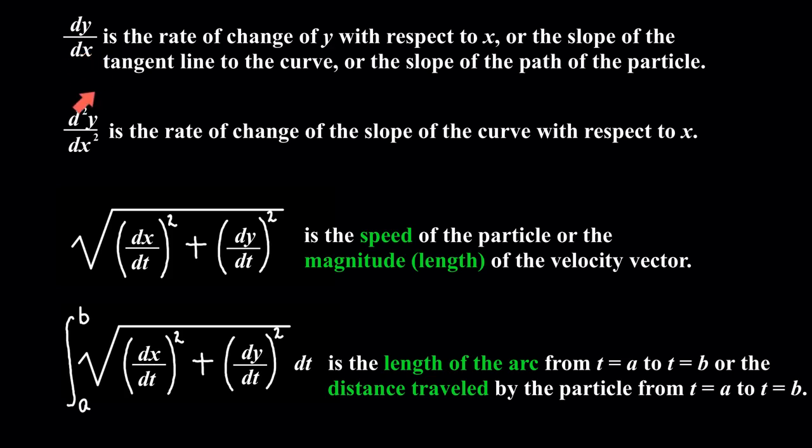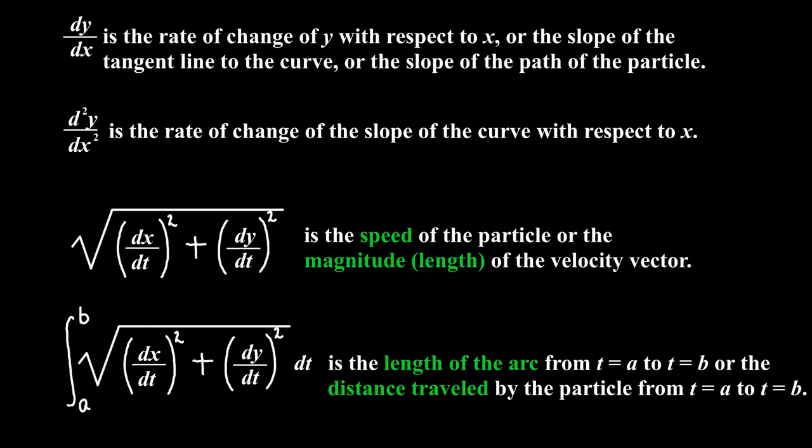So these we've talked about before. These are just your first and second derivatives. This formula right here is the speed of the particle, or in other words, it is going to be the magnitude of the velocity vector.